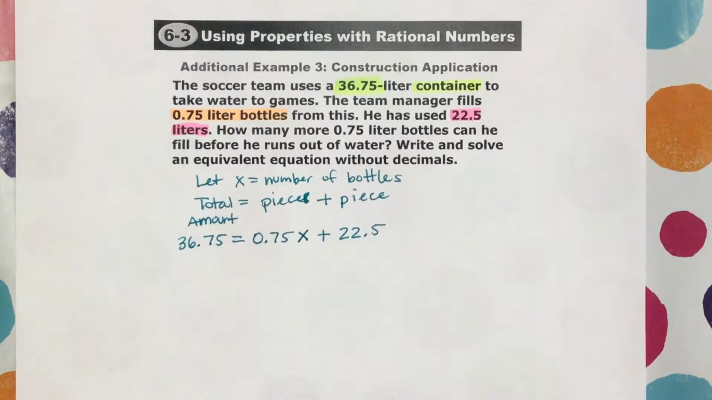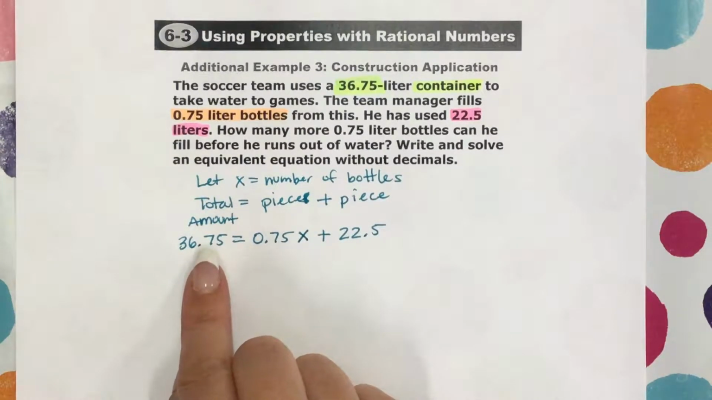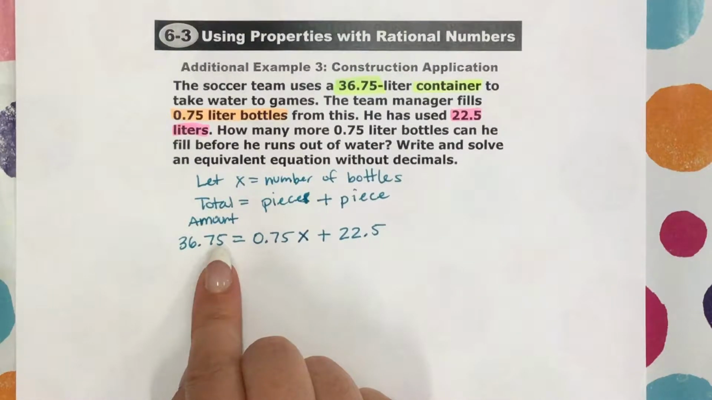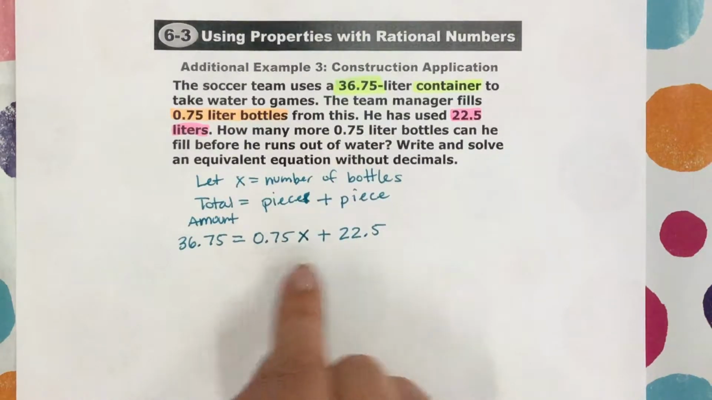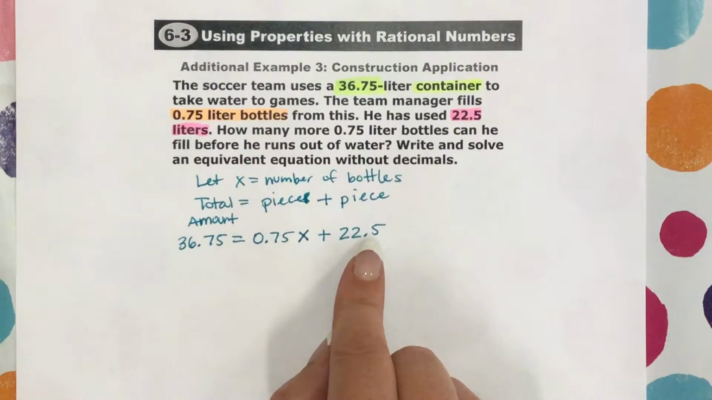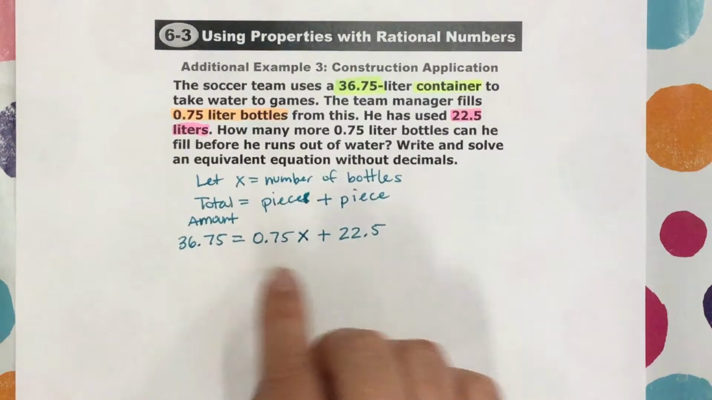Now, how we do that is we have to figure out what is the biggest decimal place that we're working with. So here, for 36.75, this is the tenths, this is the hundredths place. So far, the biggest place value is the hundredths. Here, 0.75, another decimal. This is the tenths, this is the hundredths. So that's consistent. Here, it's just the tenths place, okay? But the biggest place value would be the hundredths place.